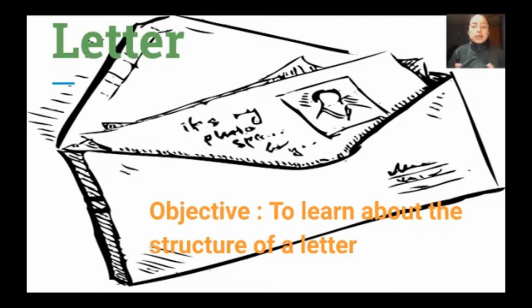For today, our topic is letter and our objective is to learn about the structure of a letter. And also we are going to do a small review about the second conditional.